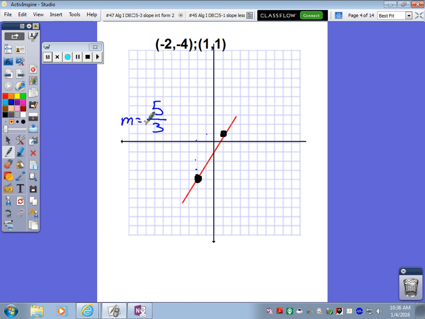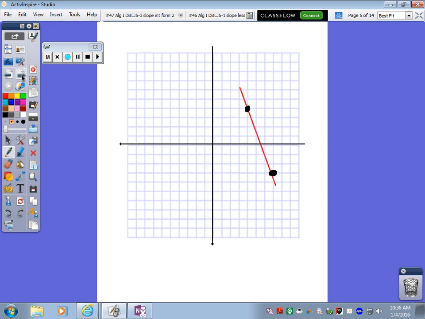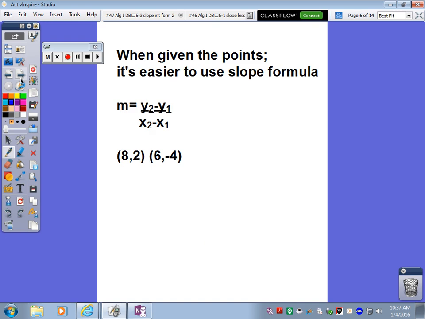Remember to draw your line when given 2 points. Here, is it positive or negative? Goes up 7. And 1, 2, 3. And it's negative. So slope, m stands for slope. M is equal to negative 7/3.